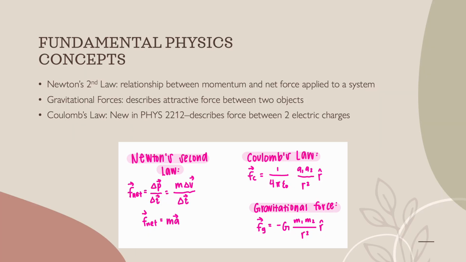So some fundamental physics concepts at play here are Newton's second law, which describes the relationship between momentum and net force applied to a system, as you can see down here. So like the net force equals mass times acceleration. And then gravitational forces were also at play, and that describes the attractive force between two objects, as you can see in the bottom right of the equations. And then lastly is a new one, which is Coulomb's law, which describes the force between two electric charges following the equation that you can see on the top right.